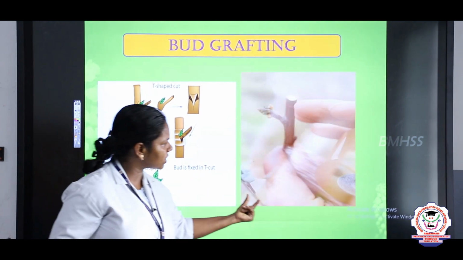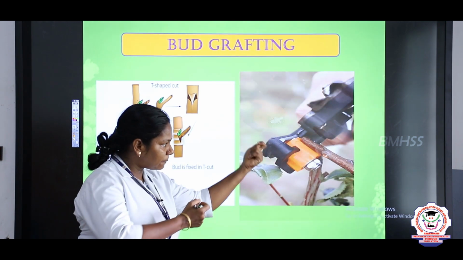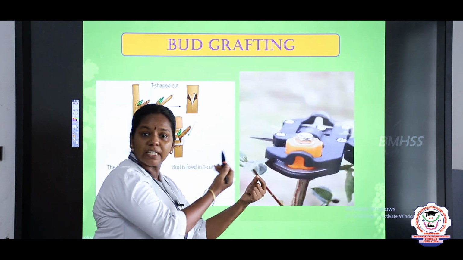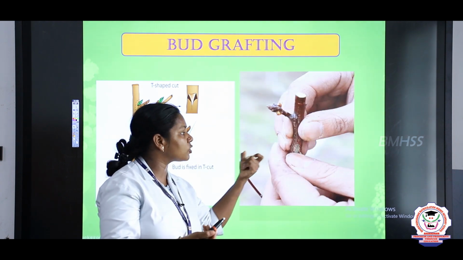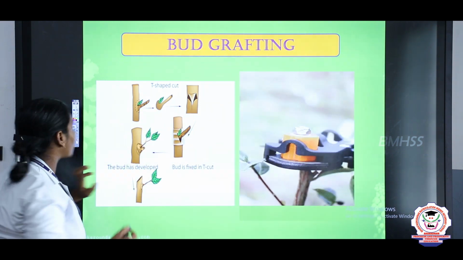Just look at this picture, children. Look at this image. What the person is doing, he is cutting a plant which is rooted and he is grafting a new bud and he is binding it with a tape. So this is how the bud grafting is made. And now we can see the procedure of how it is made.